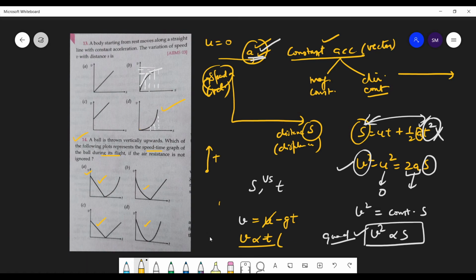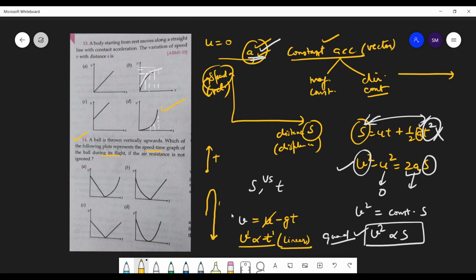So what kind of equation is it? Is this linear or parabolic? What's the degree? Then will it be linear or parabolic? Linear, sir. Then after that it is going up, its velocity is 0, and then it is coming down.